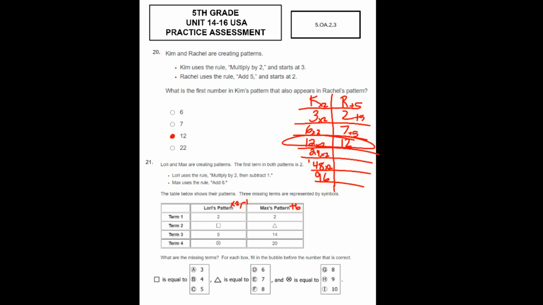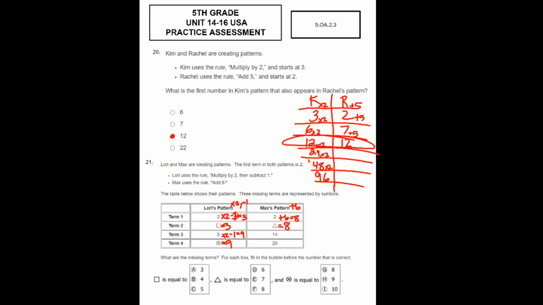That's what we're doing. Okay, so if I'm doing 2 times 2, that equals 4, minus 1, that equals 3. So that's going to be 3. And then let's keep going. If I do 5 times 2, that's 10, minus 1, that's 9. So this equals 9. Okay, then let's do the triangle. 2 plus 6, that equals 8. Good job. All right, let's bubble it in.